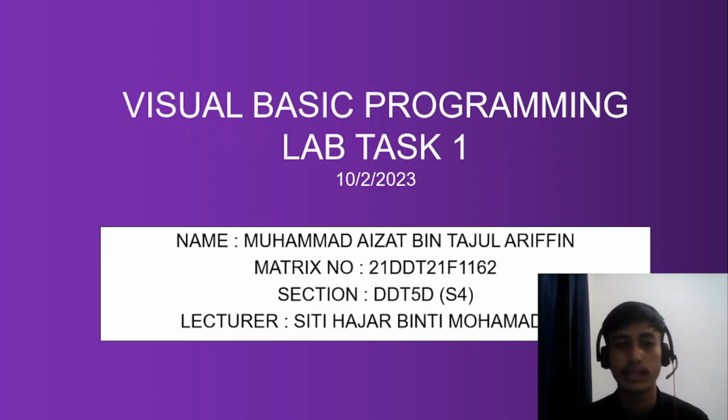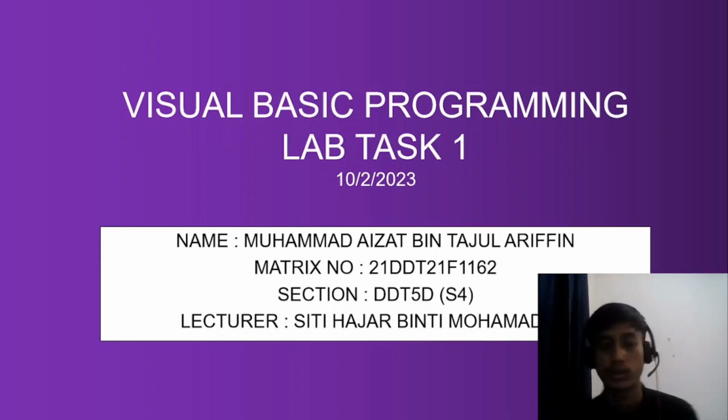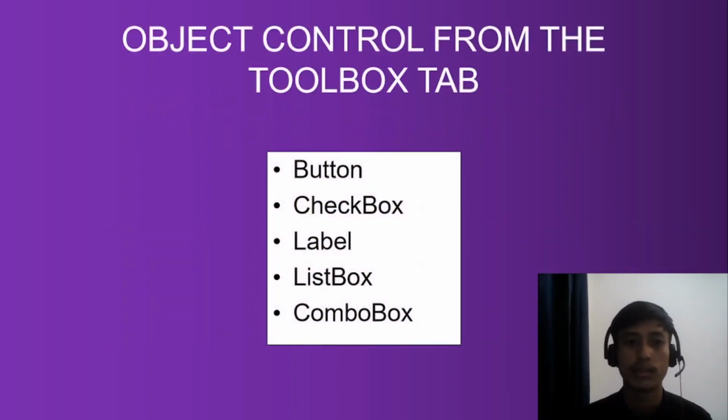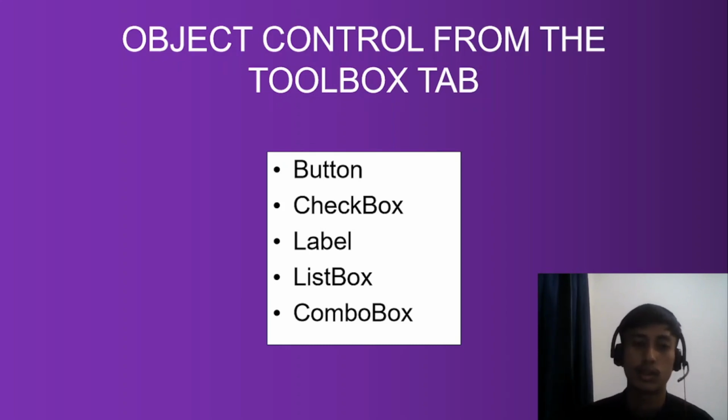So in this subject, we use software like Visual Studio to create our own Windows Form apps. In Visual Studio, there are several tools from the toolbox that we can use to create it. Now I will talk about five object controls from the toolbox that I chose to present. The five are the button, the checkbox, the label, the list box, and the combo box.